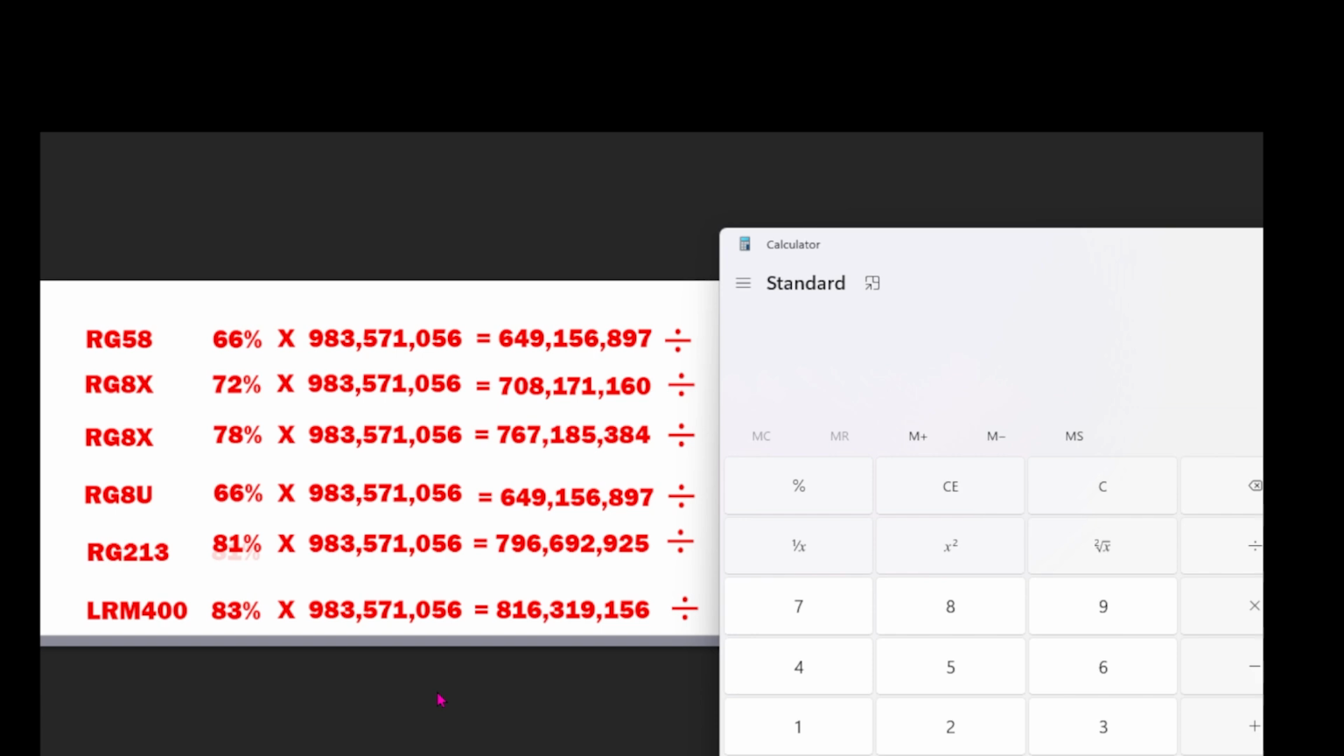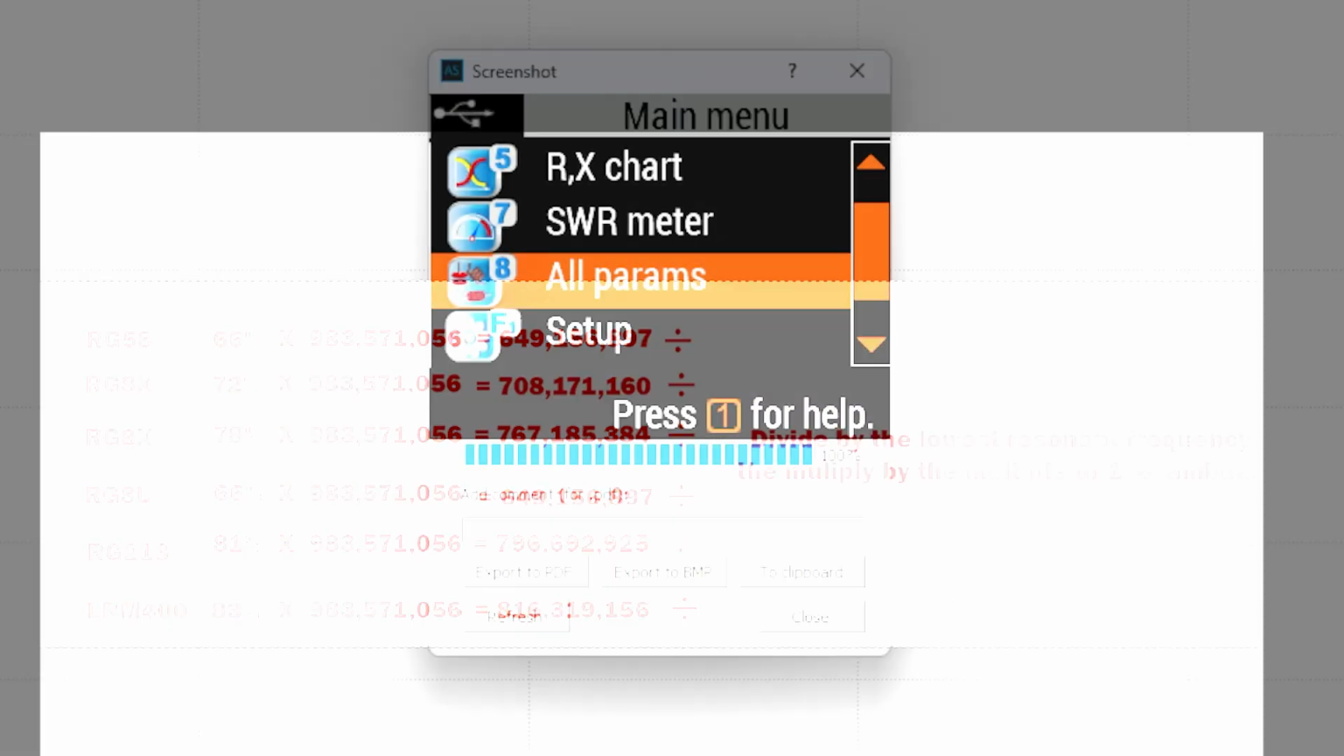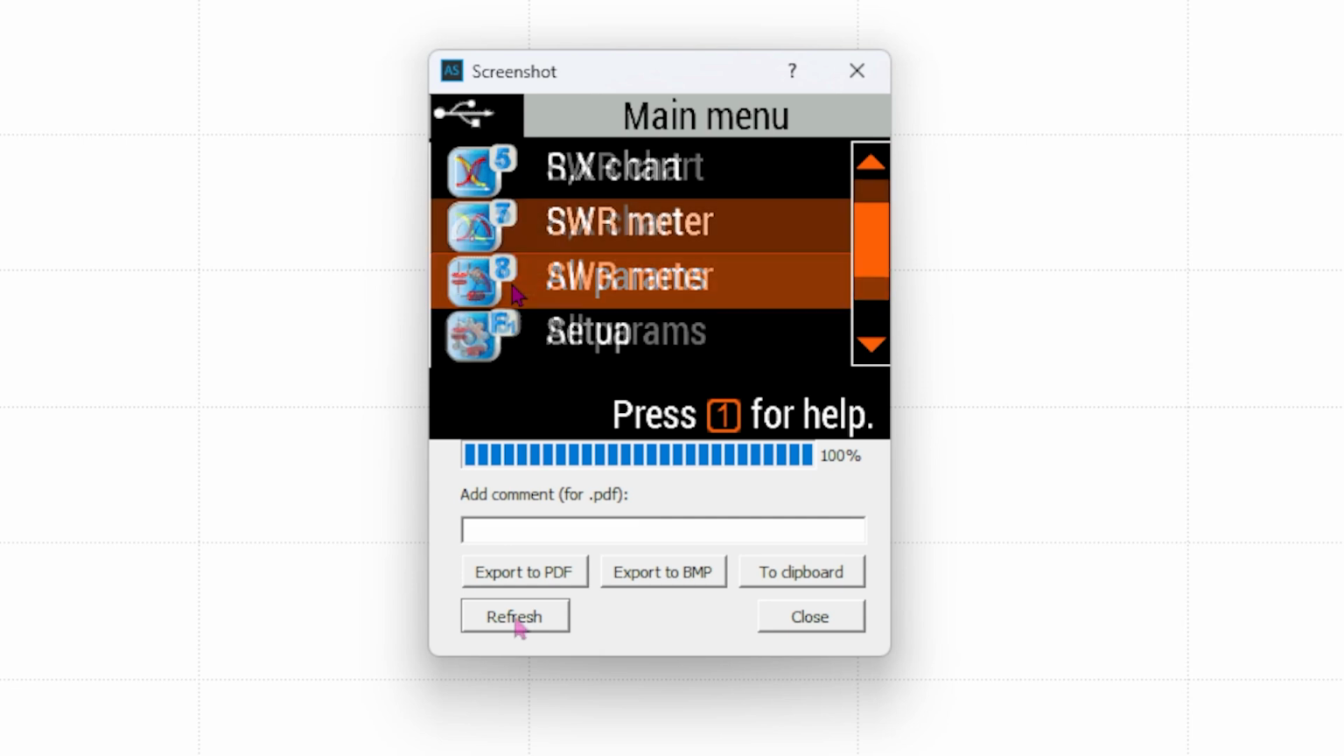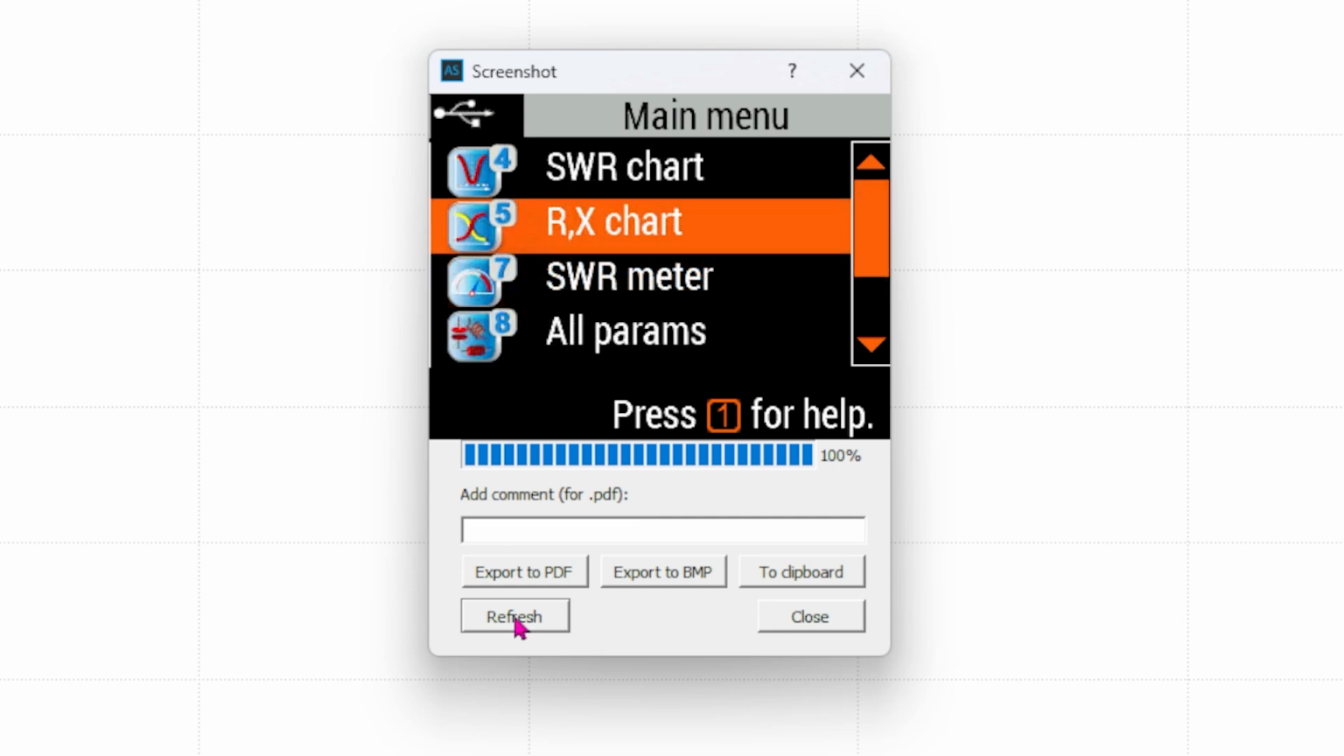So I'm going to connect it to the Zoom, my buddy the Zoom. I've got a short on one end and the other end is flapping around. Put that on. All right. And then I'm going to bring up that screen again. All right. Now I'm going to go to RX chart. And then I'm going to input a frequency.